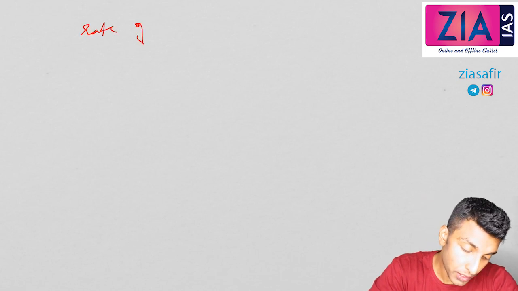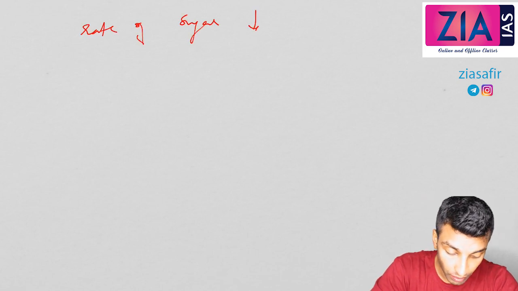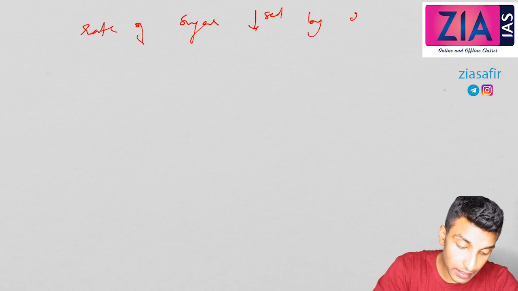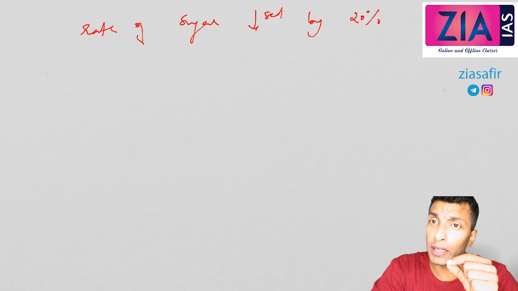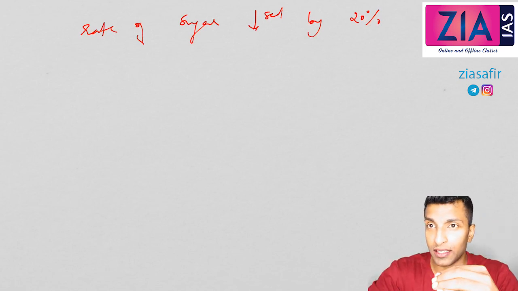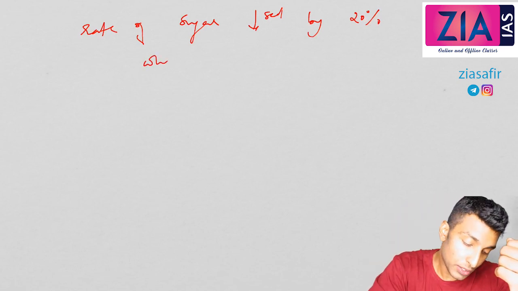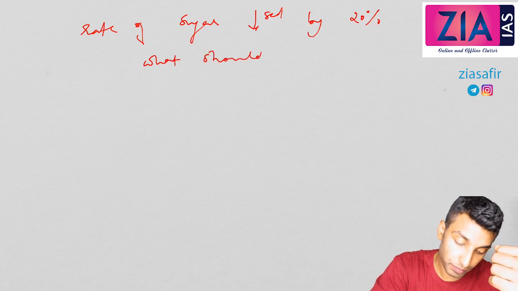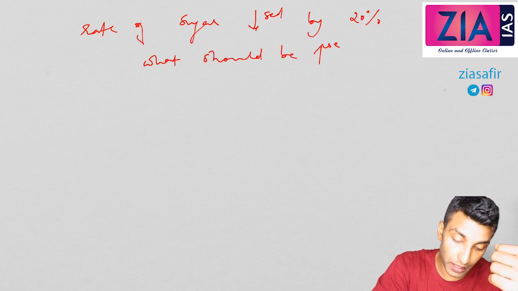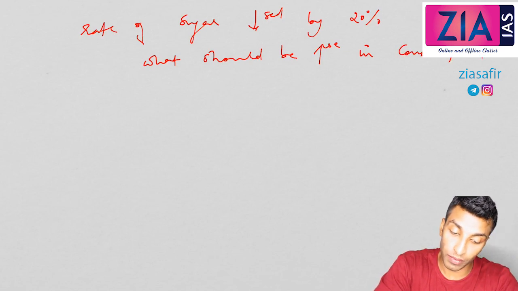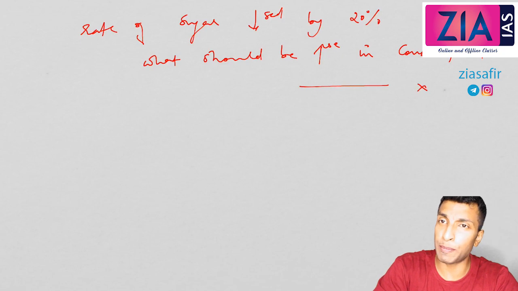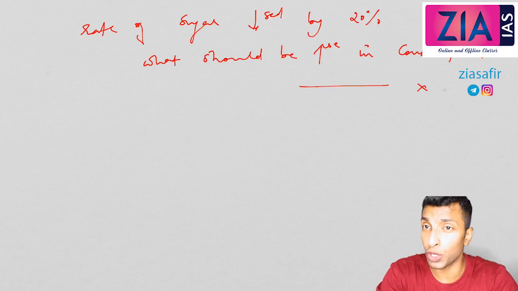Similarly, the opposite question, if you take, instead of increase, the rate of sugar is decreased. The rate of sugar decreased by 20%. Now you can predict the question, what should be the increase in consumption? If expenditure is same, you will increase the consumption. Okay, so what should be the increase in consumption when expenditure remains same? I'm not writing that, but that is also a part of the question.